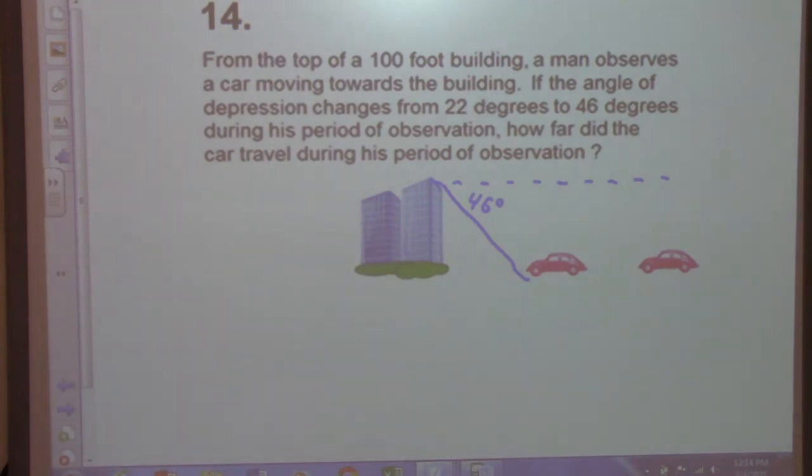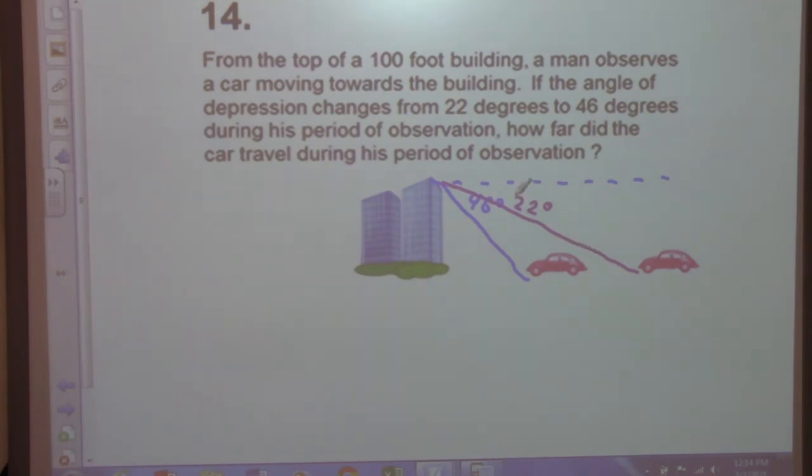And then you had an angle of depression originally, before the car moved toward the building, of 22 degrees. And so your angle of depression changes from 22 to 46 degrees as the car moves closer to the building. Does that make sense? Yeah. Now, I think on your test, I'm going to have a more complete drawing on the actual problem than this. I'm working on this one.